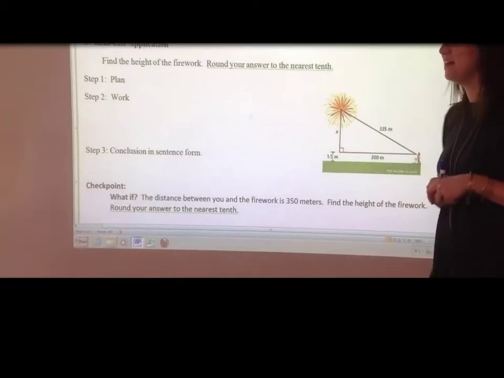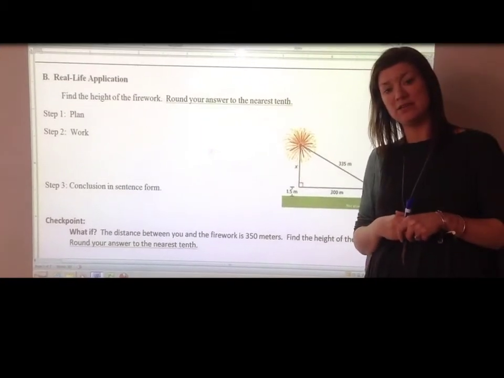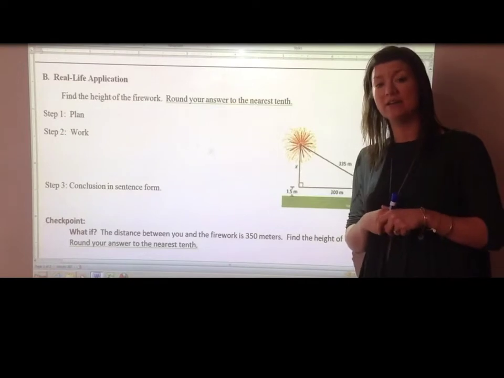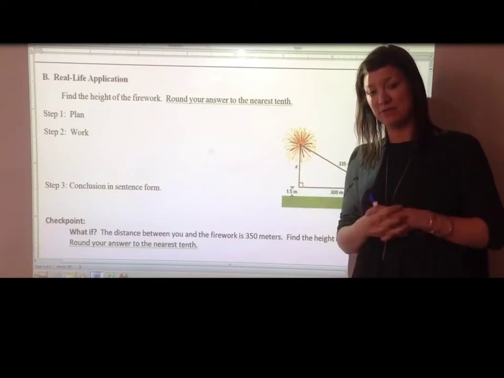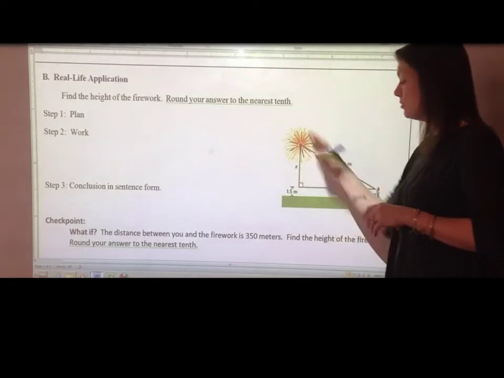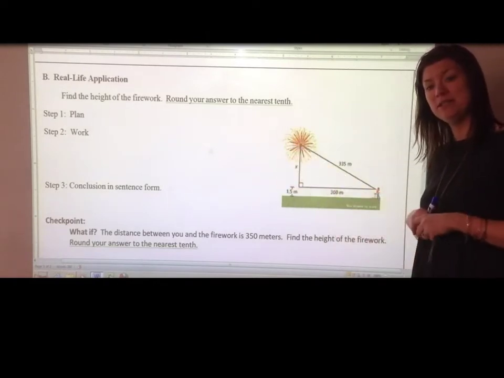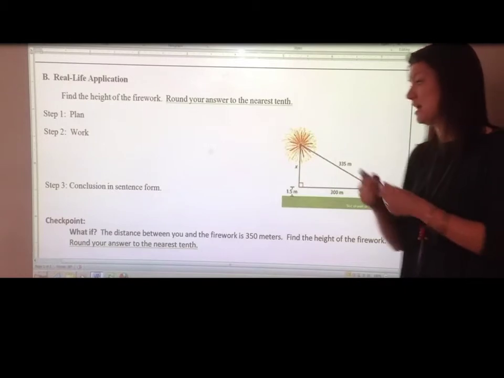Our prompt says to find the height of the firework and round to the nearest tenth. Again, by the clue of what we're going to get the radical of something that's not perfect, we're going to have to round that to the nearest tenth. So we have an image here of you and a firework and some labeled details. So our plan is to use the Pythagorean theorem.